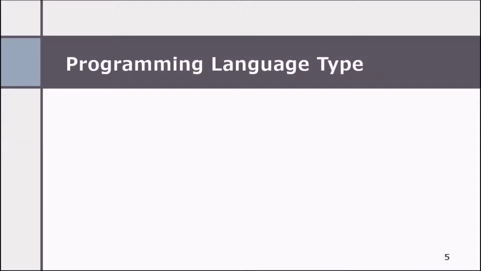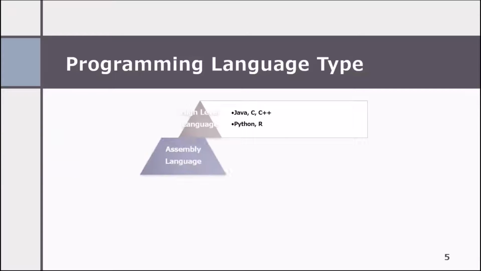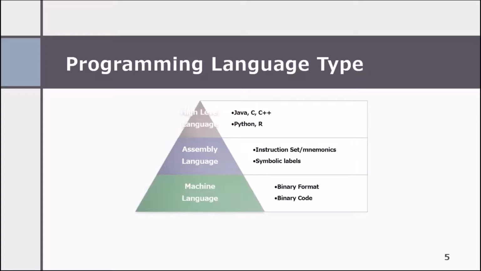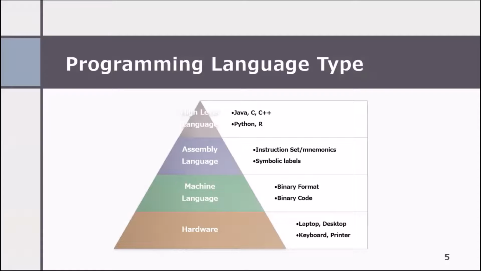So basically programming language is essentially a problem solving tool. There are many programming language types, with each having its own style and approach. So whether it is high-level language such as Java, C, C++, Python or R, and assembly language, which has instruction set, mnemonics, and symbolic labels. And then there is machine language, which is mostly in binary format or binary code. And so each has its own use case based on level of control required for both system management and hardware devices.